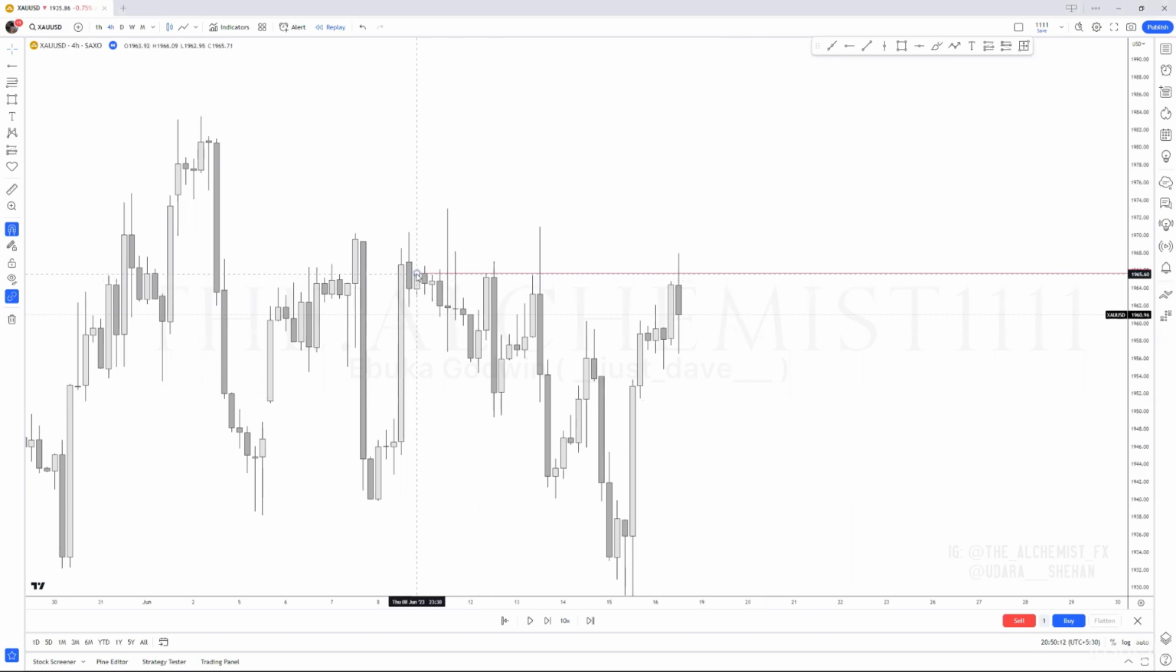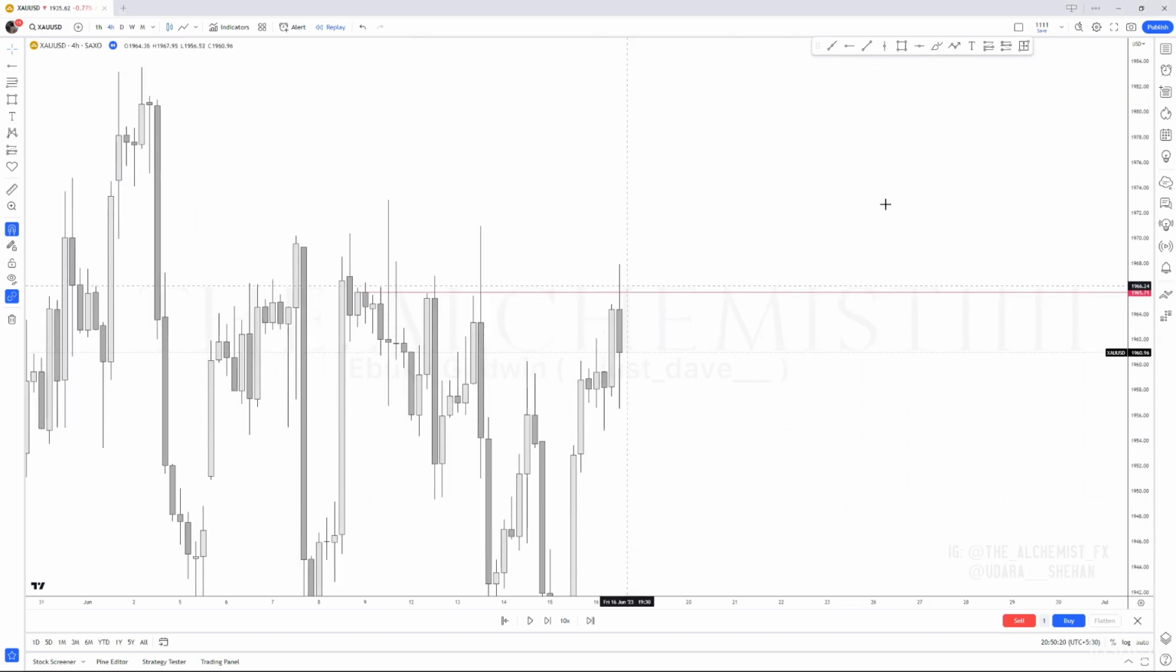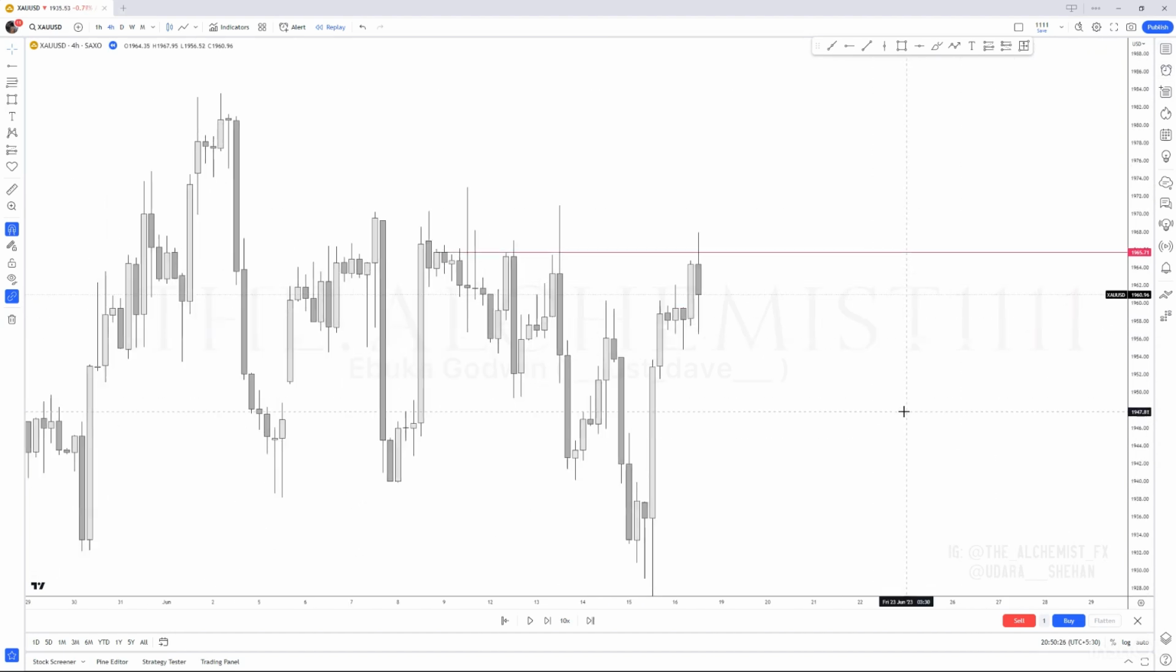Now look at this. Let's say you had this level marked out and you did not take any trades. No problem, you can go with the confirmation entries. I did not take this one. I'll show you how we can take a confirmation entry here. This is the confirmation entry that we take.